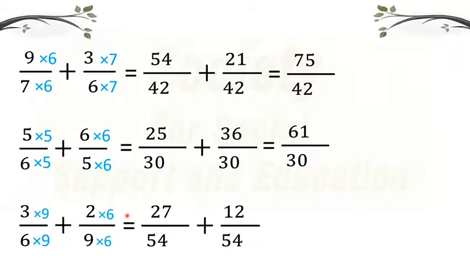The new fractions are 3 times 9 equal to 27, 6 times 9 equal to 54. Now 2 times 6 equal to 12, 9 times 6 equal to 54. The fractions here are 27 over 54, 12 over 54, same denominator. So I have only to add the numerators. 27 plus 12 equal to 39 over 54, same denominator.